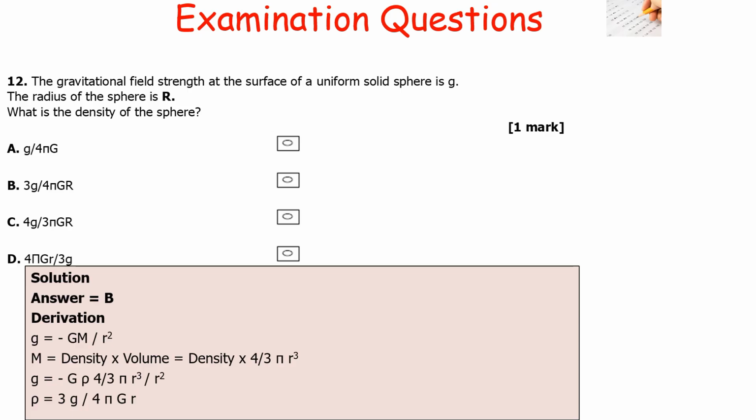So therefore we can put that all together and say that small g is equal to minus big G, density, which is rho, times by 4 over 3 pi r cubed, all divided by r squared. So r cubed and r squared will cancel through, and then we've got a 4 over 3 in there as well. So when we work it all through and make density the subject, we'll get it to be 3 small g over 4 pi big G r, which is the answer B.